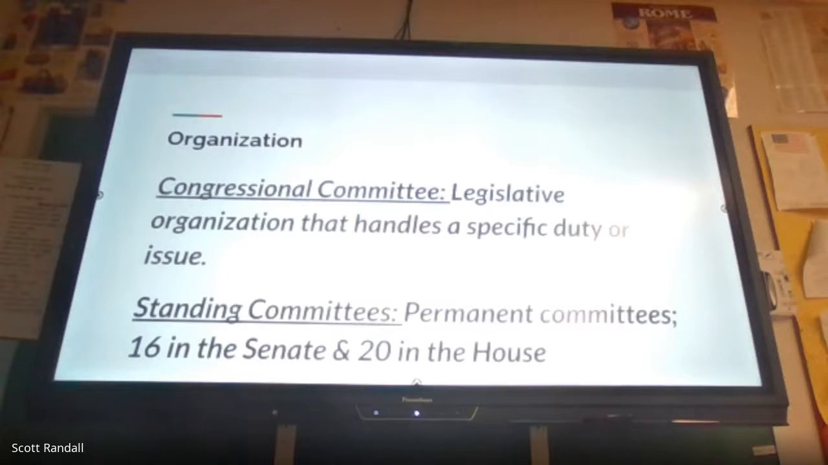So you have different committees here. You have a congressional committee, which basically handles specific duties on an issue. And then permanent committees. You have these kind of permanent ones. There's 16 in the Senate and there's 20 in the House here. These are usually the standing committees.